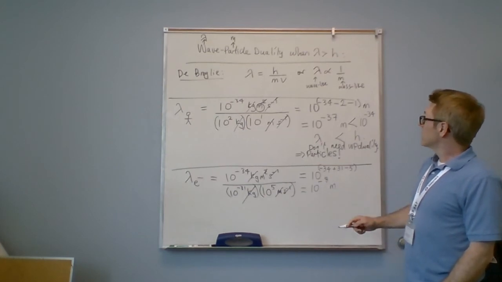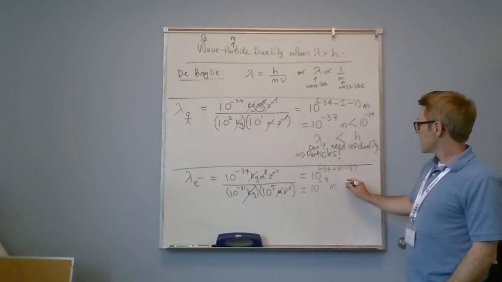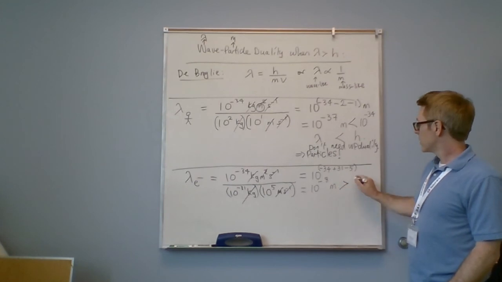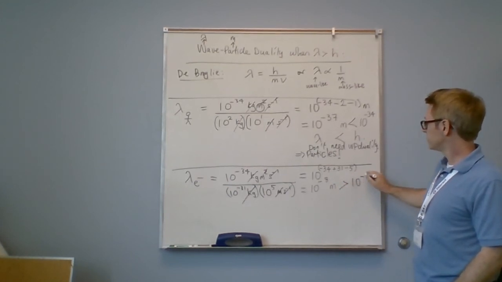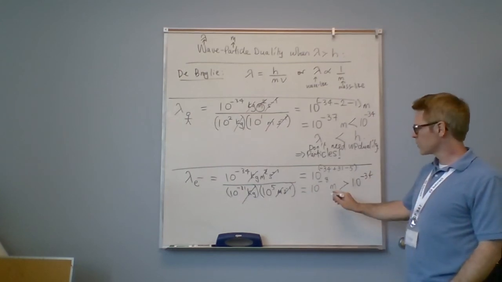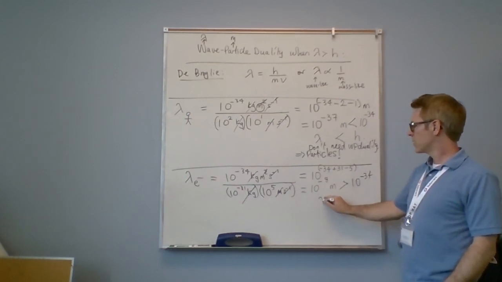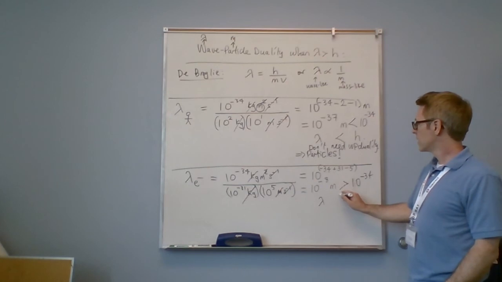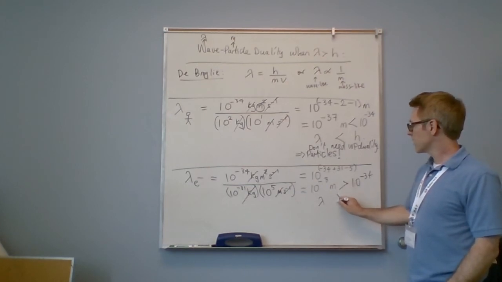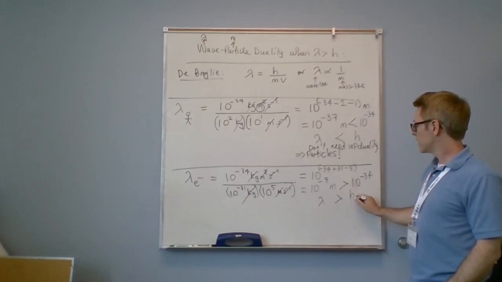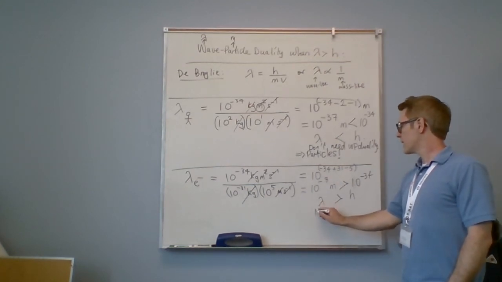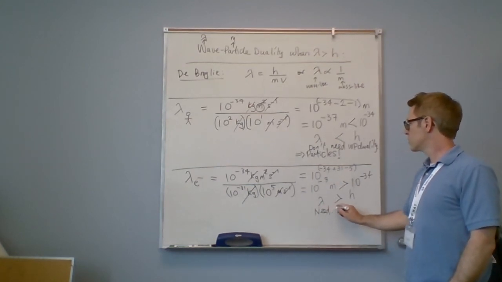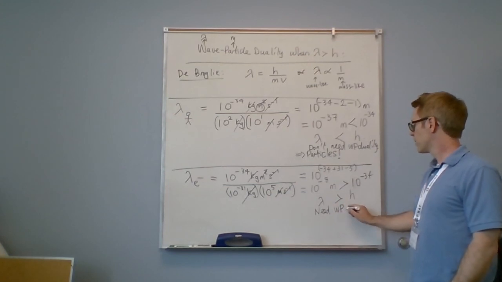10 to the negative 8, as I can see, is now a lot greater than h, which is 10 to the negative 34. So for the electron, the wavelength of the electron is a lot greater than Planck's constant order of magnitude. So I need to use wave-particle duality.